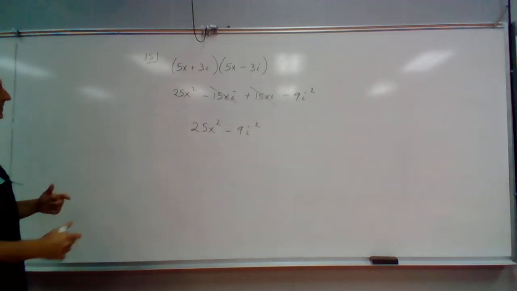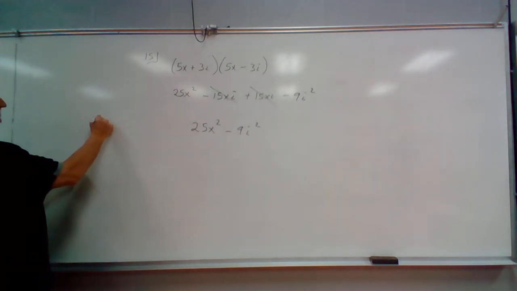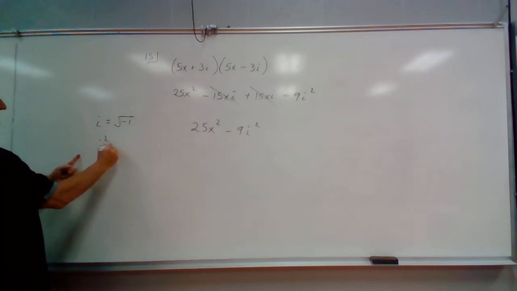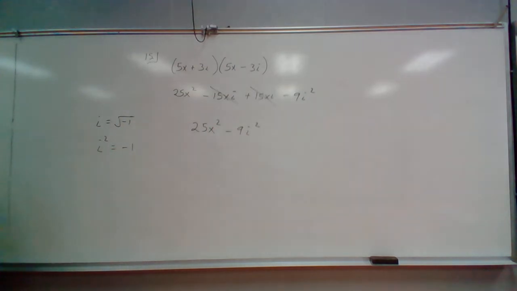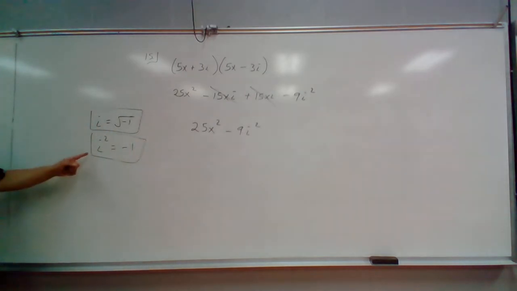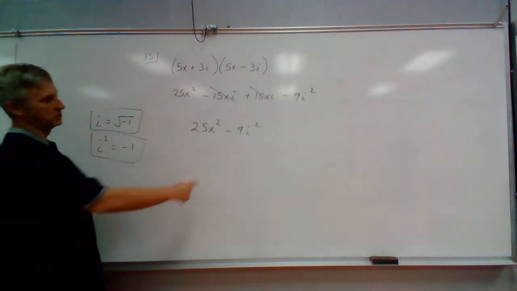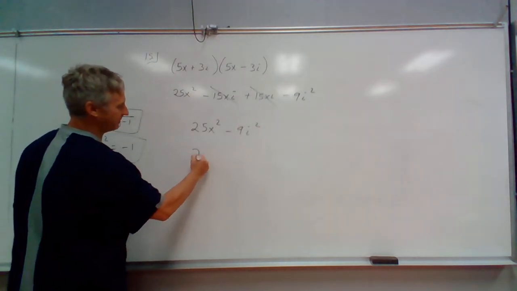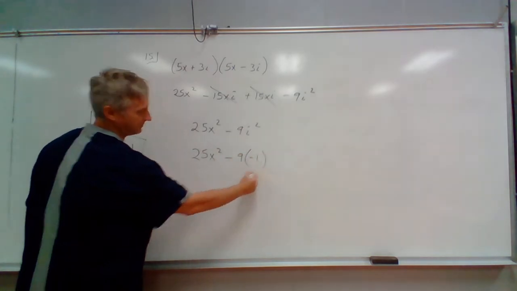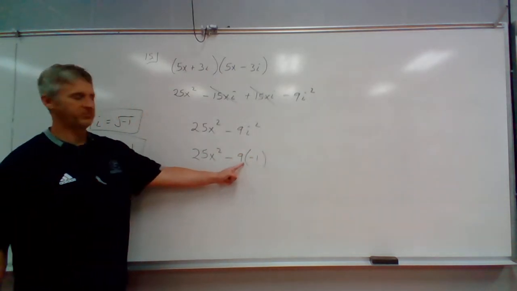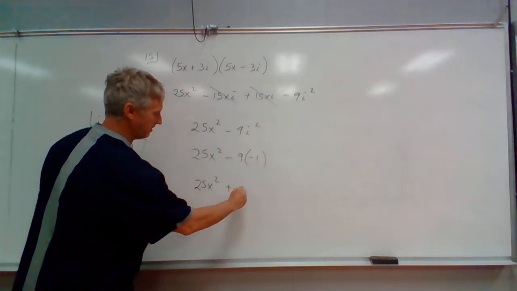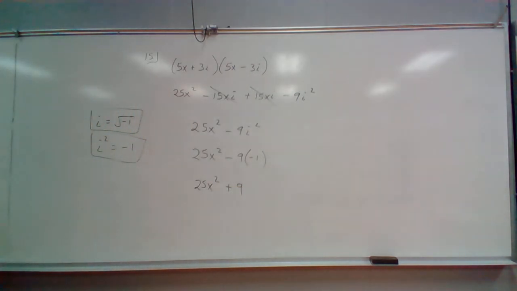All right, and then the really important part to remember when dealing with complex numbers: remember that i is equal to the square root of -1, and also remember that i squared is equal to -1. So very important, the definition of i. i is the square root of -1, so i squared is -1. So right here, I can put -1. So I have 25x squared minus 9 times -1. So this will be plus 9, so I'll have 25x squared plus 9.